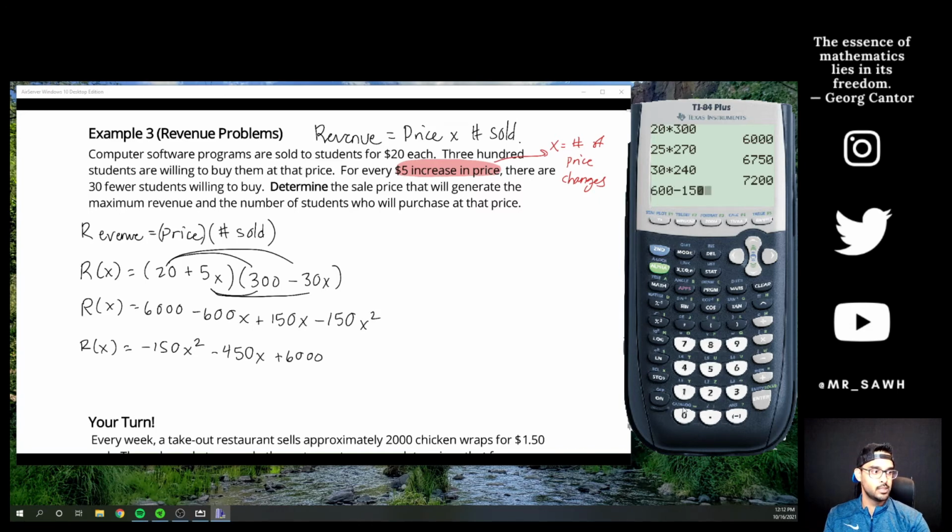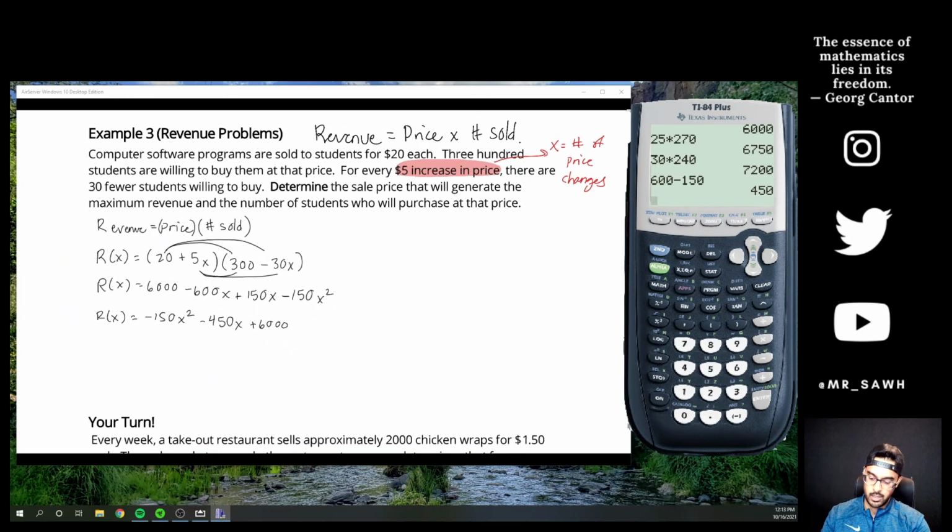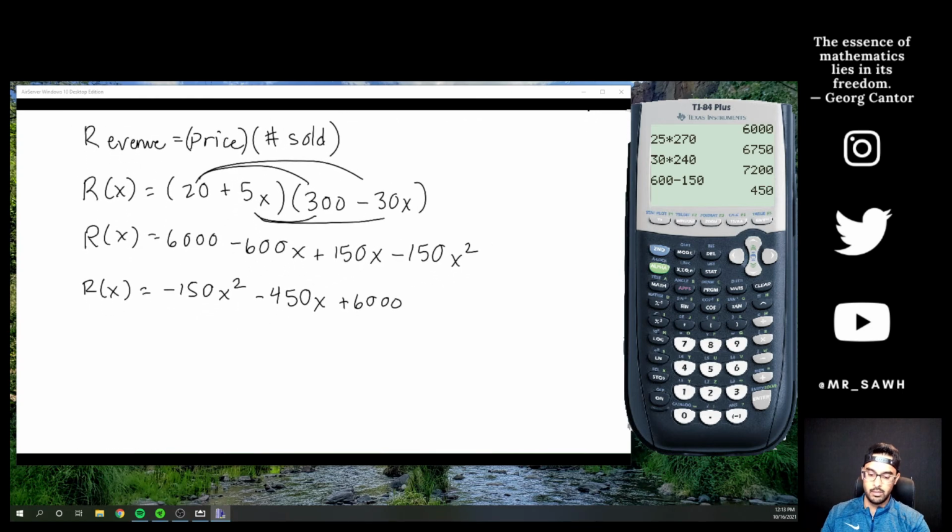I think I did. Yeah, okay. And then what we'll do is try to complete the square here. What you're going to notice is the numbers just get a bit larger. Our context now is dealing with money, so our numbers can be a little bit bigger in terms of dollars. So we'll factor out a negative 150.